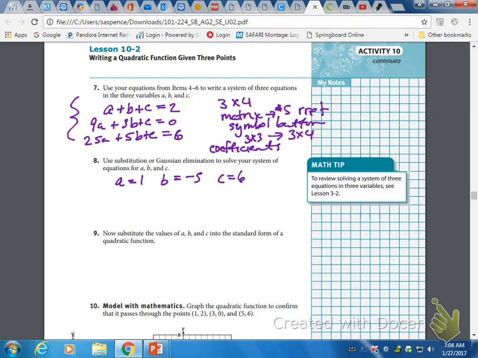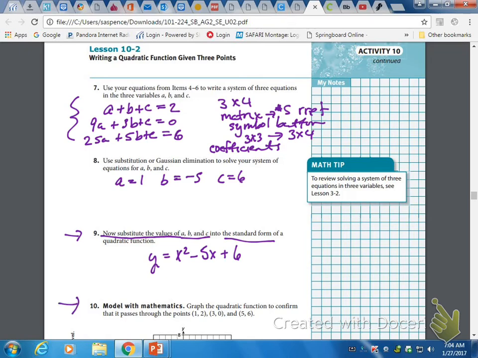And then your last step here is number 9. We substitute those values of A, B, and C back into the standard form. So that would give us y equals, our A is 1, so that would be 1x squared, and then our B is -5, so that would be -5x, and our C would be +6. Okay? And then I want you to go to question 10.